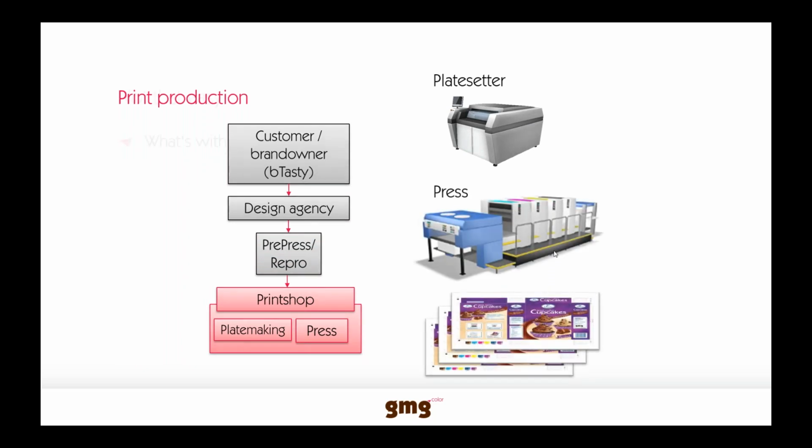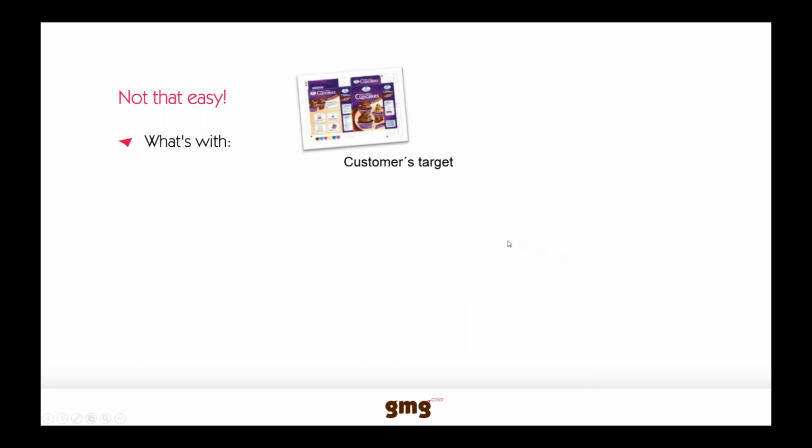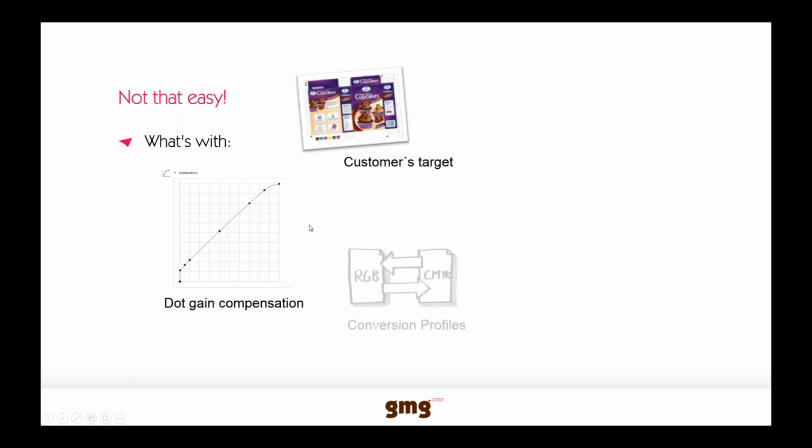Is it really that easy? Well, of course not. We forgot something. Especially the customer's target we already talked about. So what does the customer want to have in terms of color? Also, what about dot gain compensation? Normally, where you rip your files, so where you create your screening dots, you have dot gain compensation, because you always have a tonal value increase in printing.